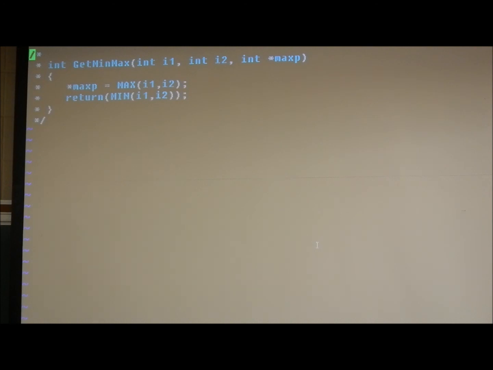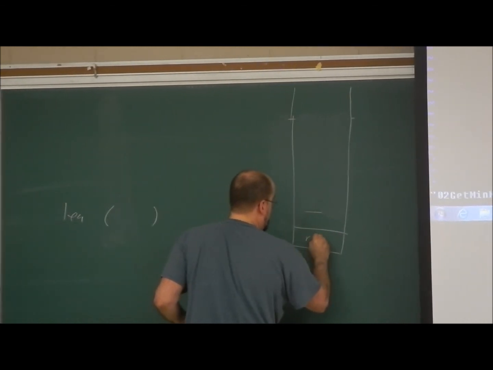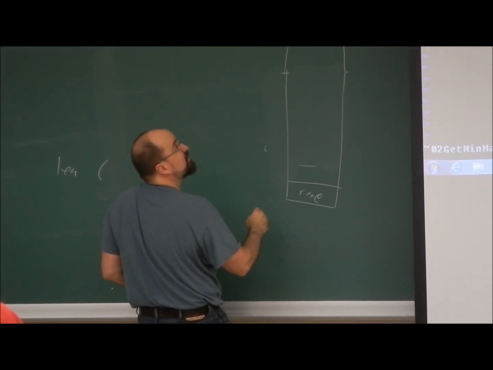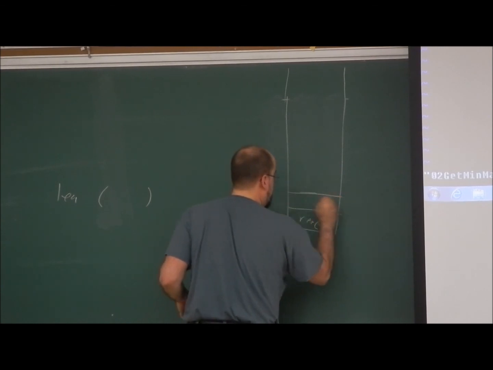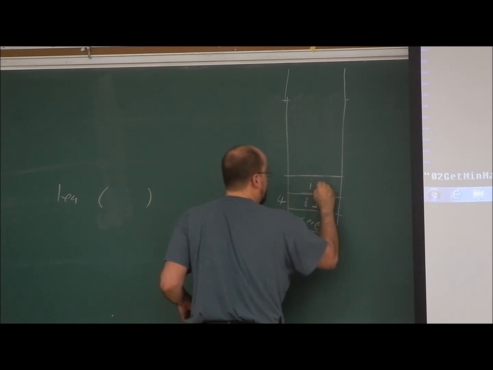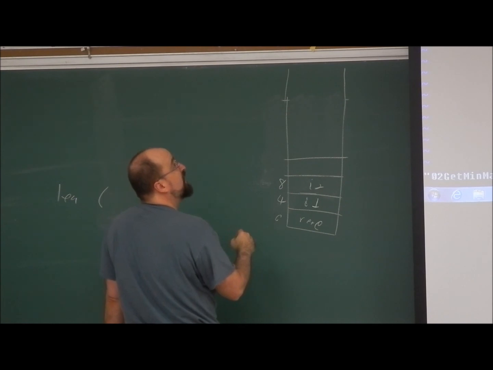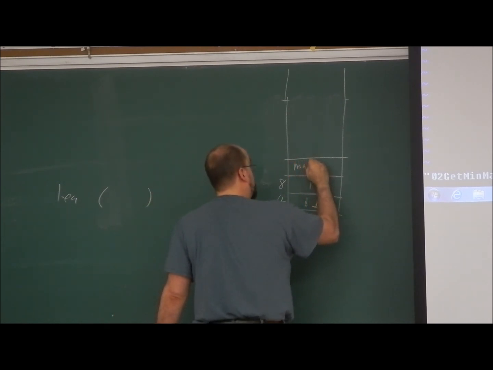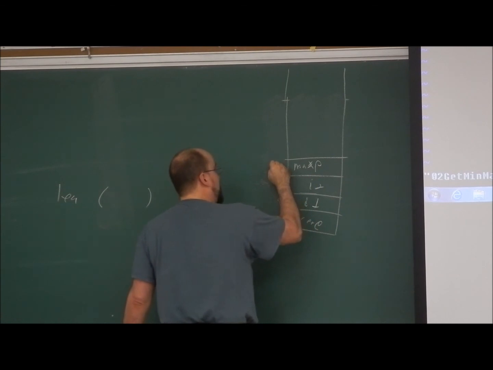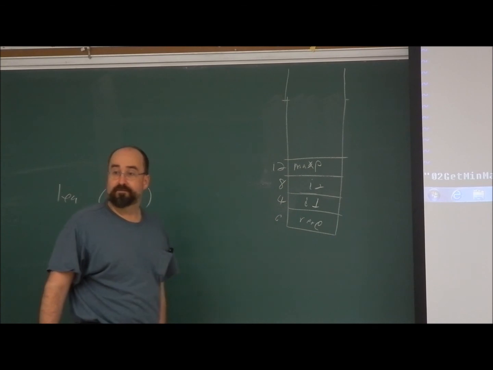So what's going to happen is, if this is our picture, I'm going to need a new picture anyway. All right. Return address. So we got 3 parameters now. I1, so this is at 0, this is at 4. I2, that's at 8. And then we've got max pointer. And that's going to be at 12, because all of these guys are 4 bytes in size, right?